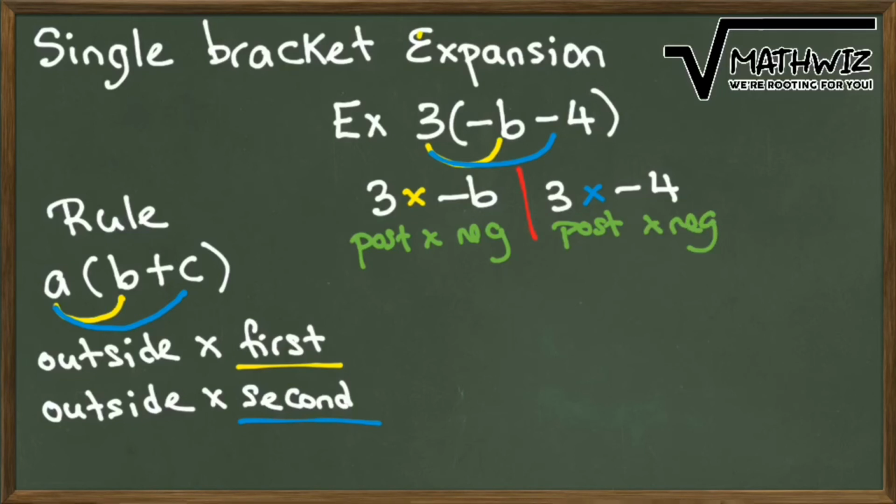Now, a positive multiplied by a negative is a negative. 3 times b is 3b. And 3 times 4 is 12. And so your answer would be minus 3b minus 12.